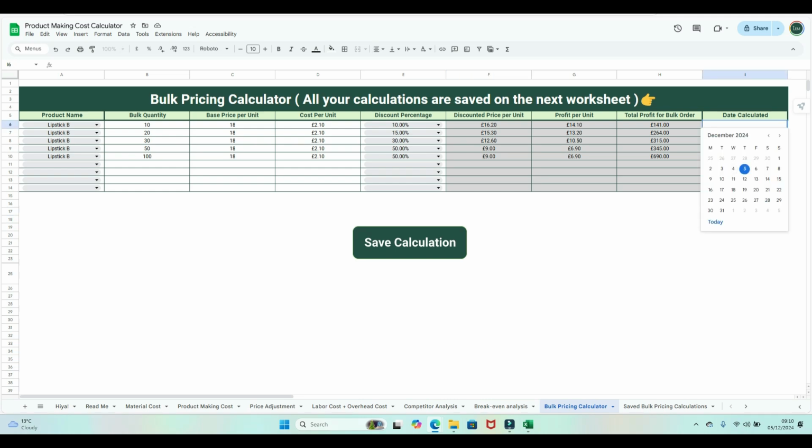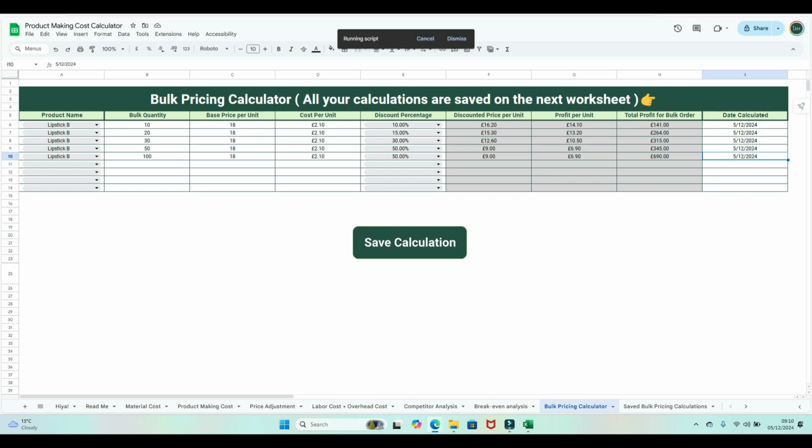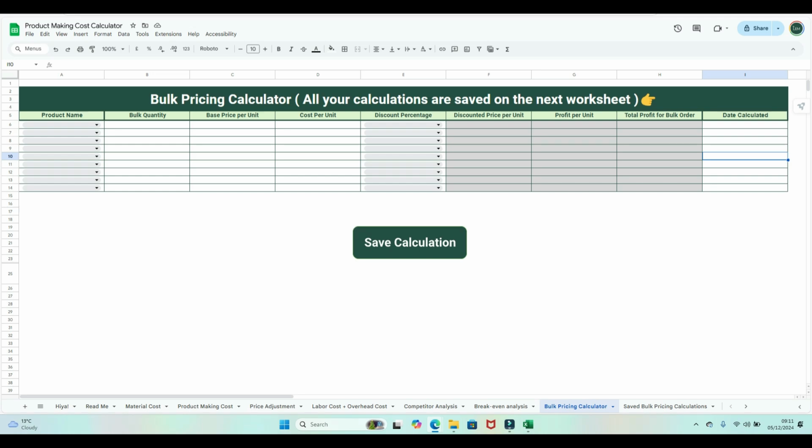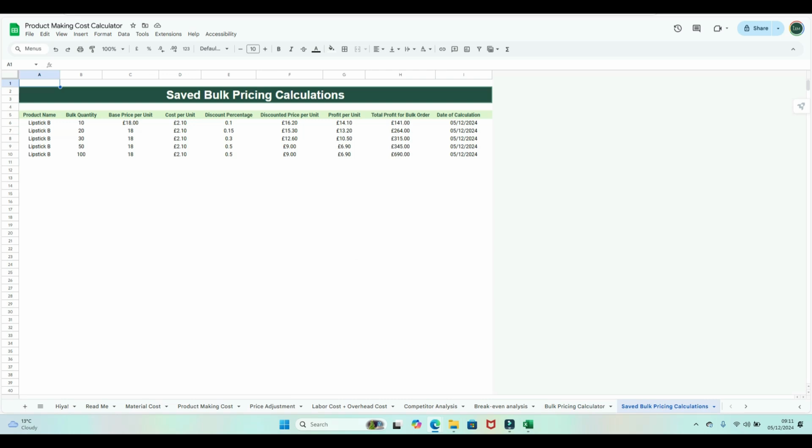And then always put in the date. So with that, you just double click and then the calendar will appear, and then you put in the date. Why the date matters? Because it's always important to keep note of when you're doing your calculations. And then you just save calculations. As I've mentioned here, all your calculations are saved on the next worksheet. So don't worry, this has not just disappeared into thin air. You do have all your calculations saved here. All right, so you can keep going back to it.